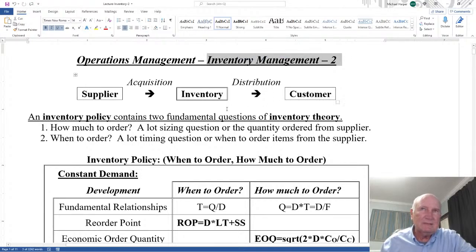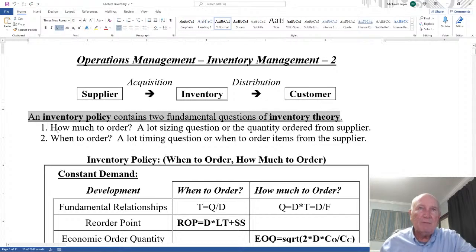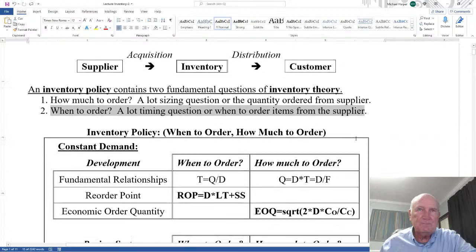Now in the notes, we start with Inventory Management 1. I covered the basics of the input-output model, where you acquire items from the supplier to increase inventory, and distribute items to the customer, which will decrease inventory. I covered the inventory policy, which contains the two fundamental questions of inventory theory: how much to order, the lot sizing question, or the quantity ordered from the supplier, and when to order, the lot timing question, or when to order items from the supplier.